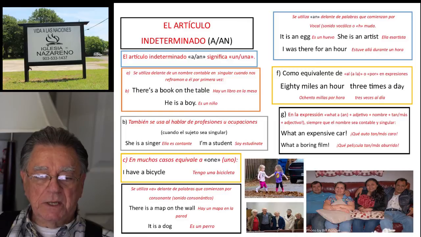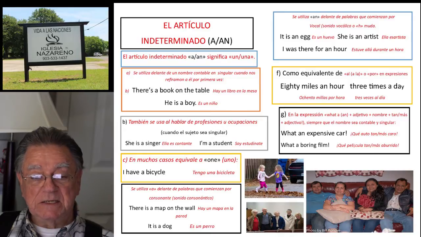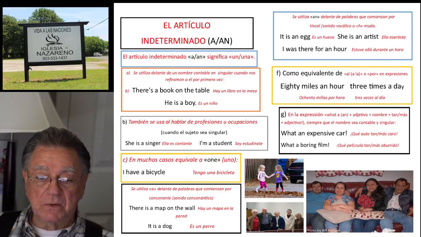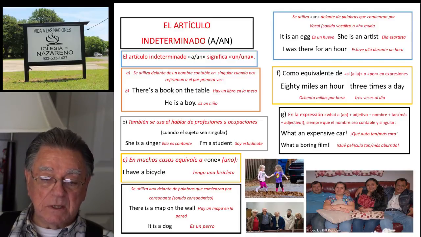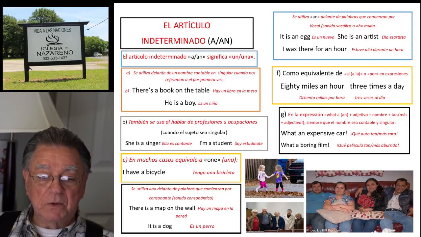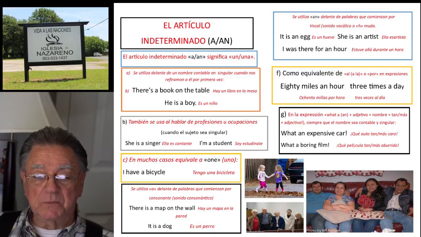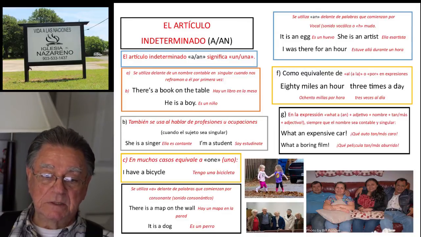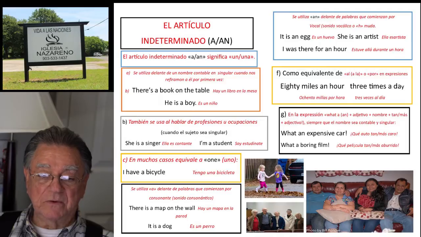Okay, el artículo indeterminado a or an significa un or una. Okay, se utiliza delante de un nombre contable en singular cuando nos referimos a él por primera vez. Okay, when we refer to it the first time, at first.